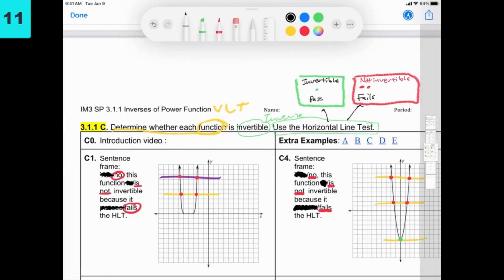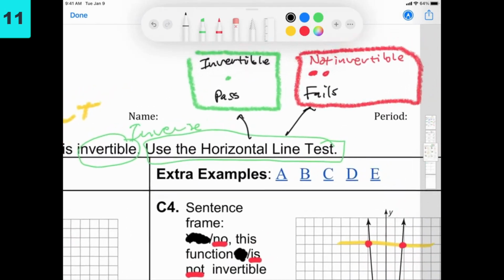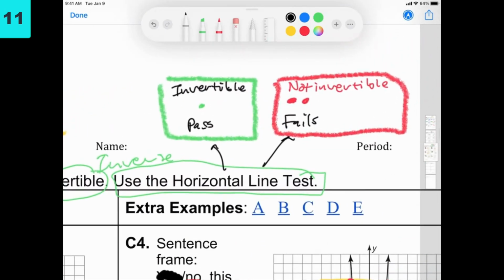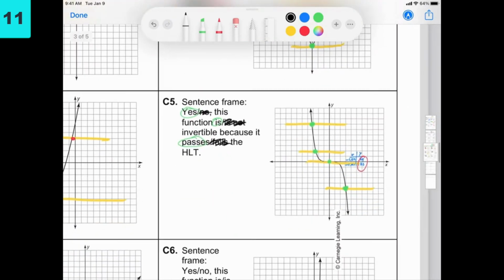For C6, determine whether each function is invertible. We already know it's a function, it's already passed the vertical line test, now we're going to see if it has an inverse. To do that, we're going to use a horizontal line test. If you put a horizontal line, or a line that goes left to right, and it intersects the graph once, that means it passes, there in green. If there's 2 or more dots, then it fails, it's not invertible or doesn't have the inverse.